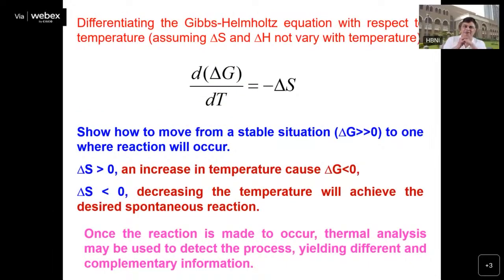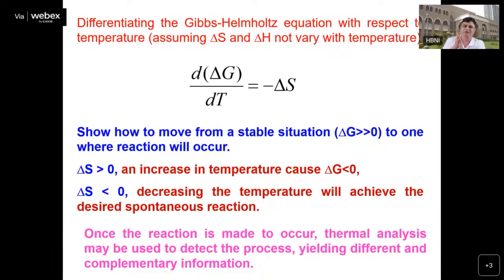Differentiating the Gibbs-Helmholtz equation with respect to temperature gives d(ΔG)/dT equal to minus ΔS. This shows how to move from a stable situation, where ΔG is negative but very, very close to 0, to one where the reaction will occur.